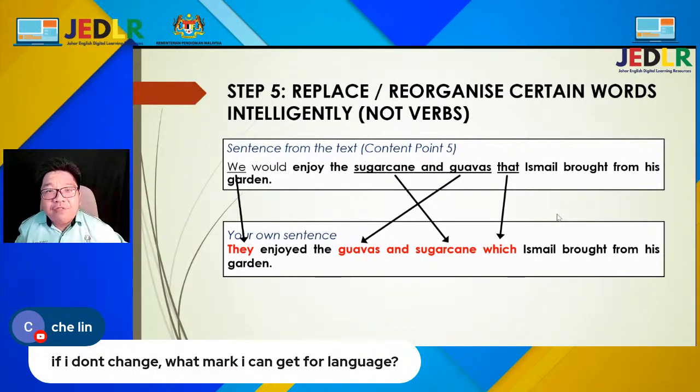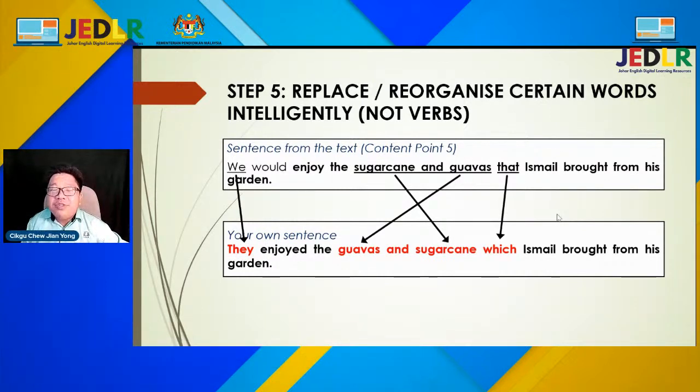I have a question here from Jaylin. If I don't change, what mark I can get for language? Okay, if you don't change, you just copy exactly from the text. Usually your language will be either 1 or maybe if you are lucky enough, you can get 2, the lower band. If you can learn how to change like this, maybe you can get 3 or maybe you can get 4. I hope I answered your question.